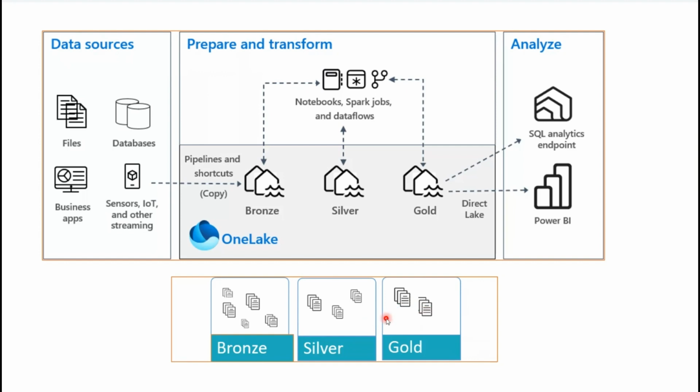In between, the transformations will happen, guys. So we will not touch the original data. We will just take that data to our notebook or data flow, apply transformations, and push to the next layer. So this is how it will happen.